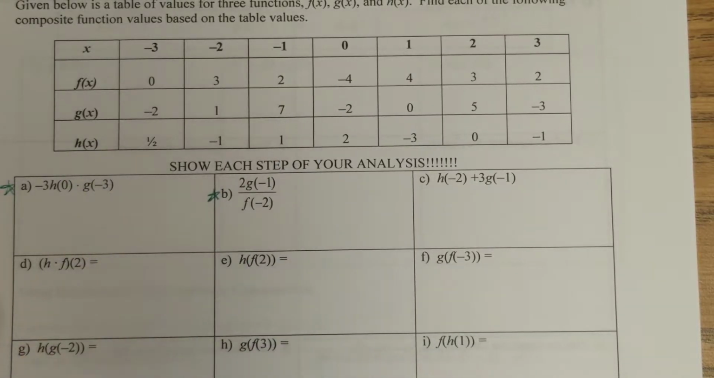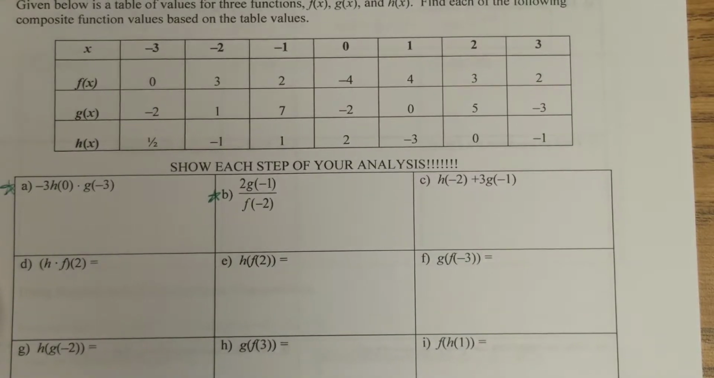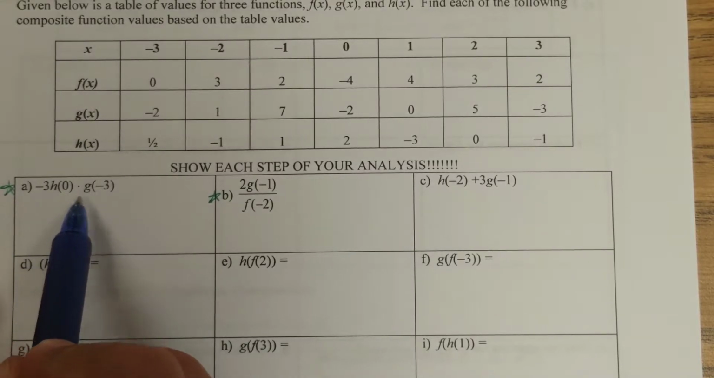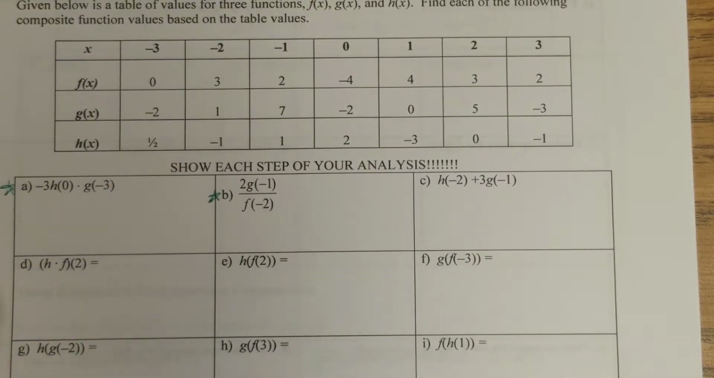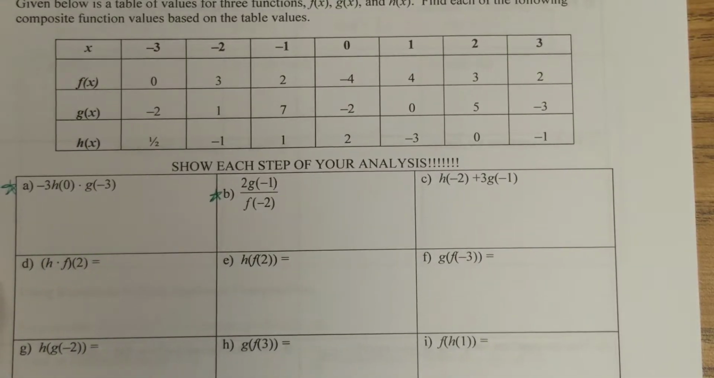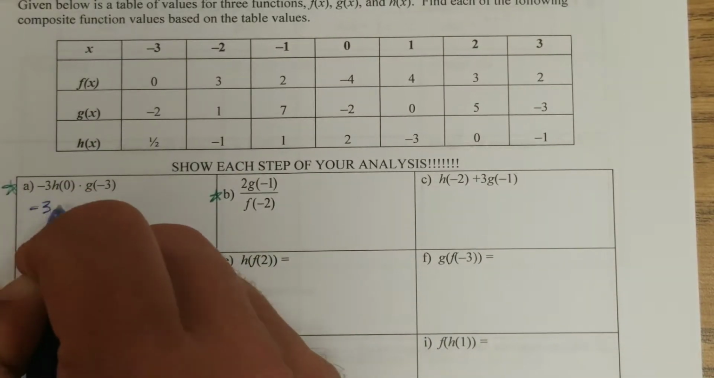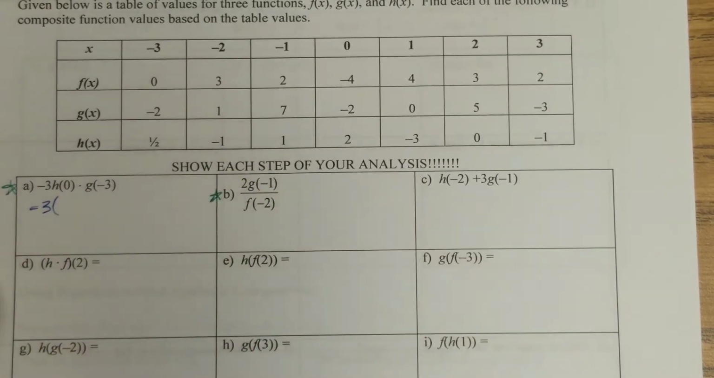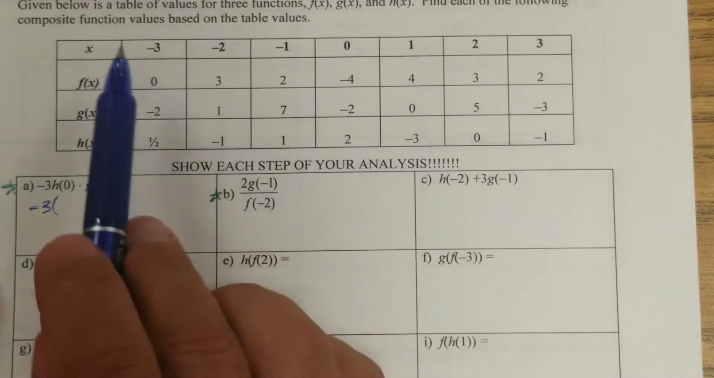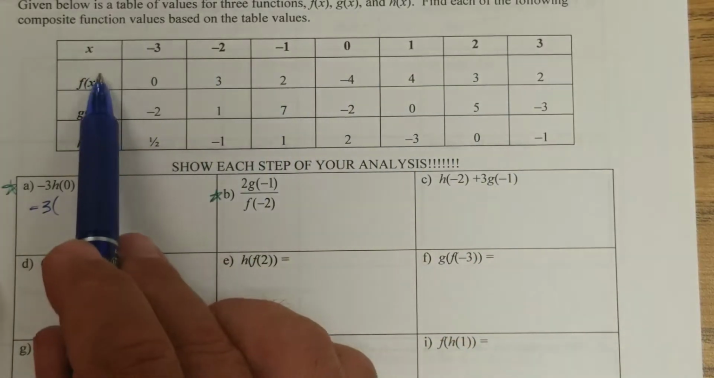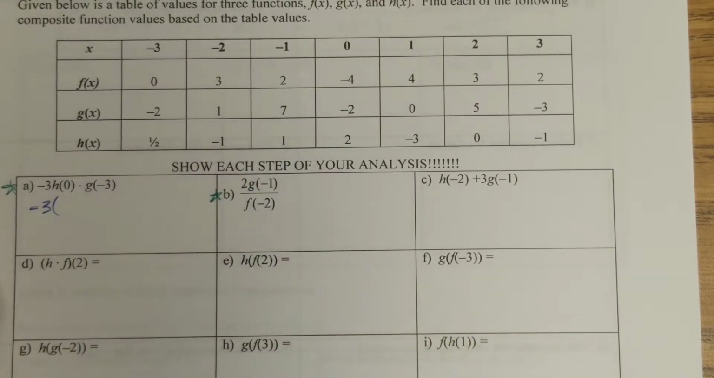So if you look right here, these are some pretty cool problems that we put together. This is -3 times h of 0 times g of -3. Let's use the table to come up with that solution. The first thing I'm going to do is multiply the -3, and then I'm going to find h of 0. So 0 is my input, here's my input up here, and then my output for the three functions is going to be these three rows.